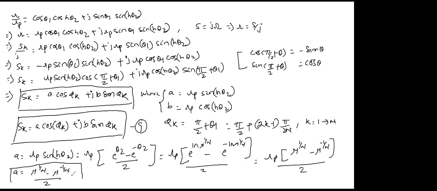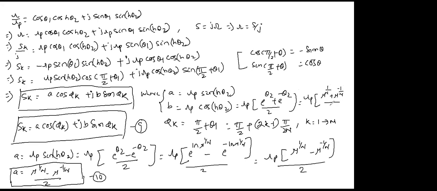Similarly, we can find the value for b. What is b? Omega p cosh theta 2. If you write cosh theta 2, it means omega p times (e to the power theta 2 plus e to the power minus theta 2) by 2. I can write directly: b is omega p times (mu to the power 1 by n plus mu to the power minus 1 by n) by 2. Now everything is known to us.